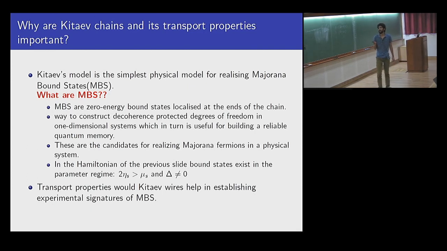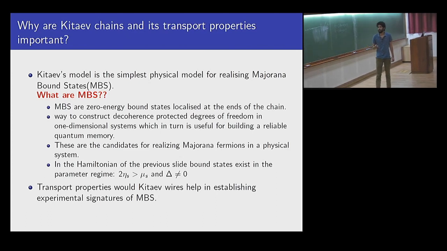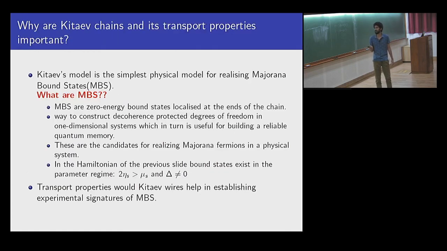These are also candidates for realizing Majorana fermions in physical systems. In the previous Hamiltonian, Majorana bound states are present only in certain parameter regimes. For this Hamiltonian, it is when 2 eta s, the hopping parameter, is greater than mu s. And of course delta should be non-zero, otherwise it's just a tight binding metal.